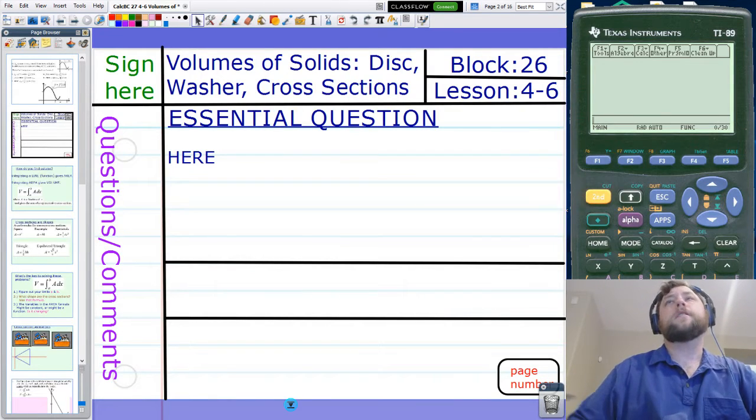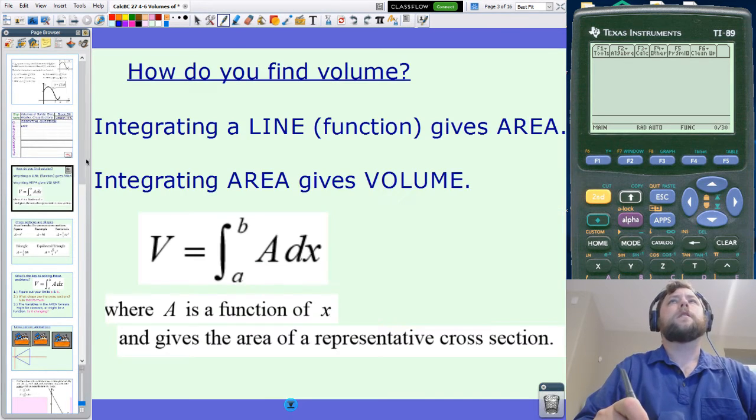Welcome, Calculus BC. This is lesson 4-6, volume of solids: the disk, washer, and cross sections. Let's begin. So, how do you figure out the volume of something?